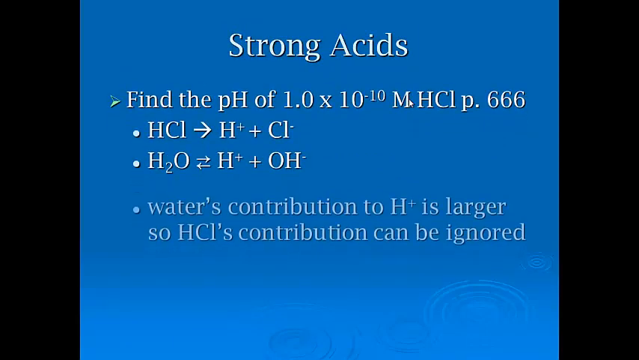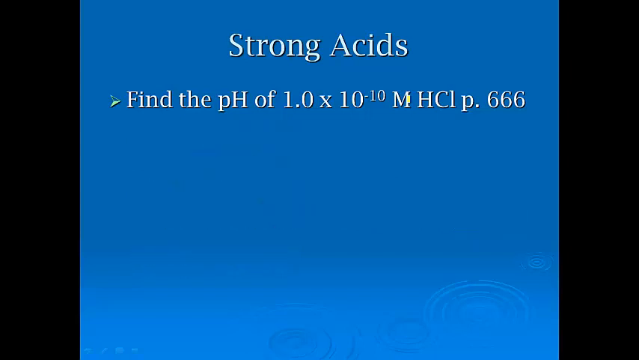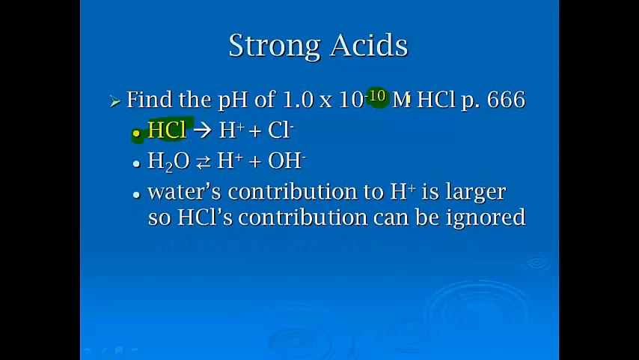Now, also, one thing you've got to look out for is this particular solution, look on page 666: you have a 1.0 times 10 to the negative 10th molar hydrochloric acid solution. Now, hydrochloric acid will completely dissociate into hydrogen and chloride. Water will also autoionize. Now, water's contribution to hydrogen ion is larger.